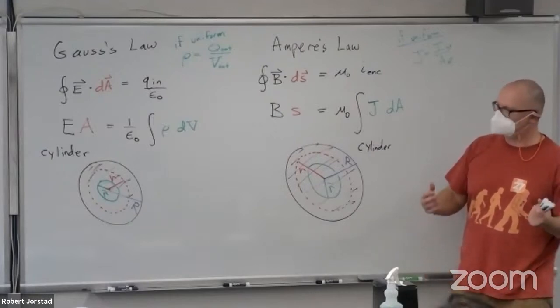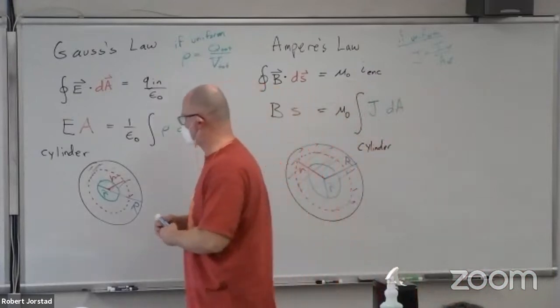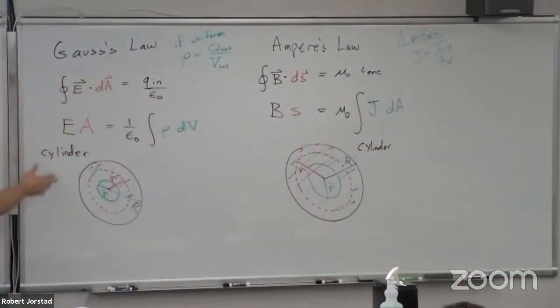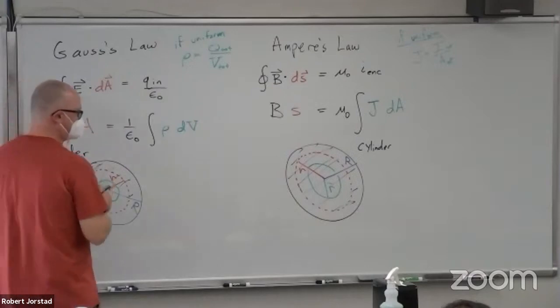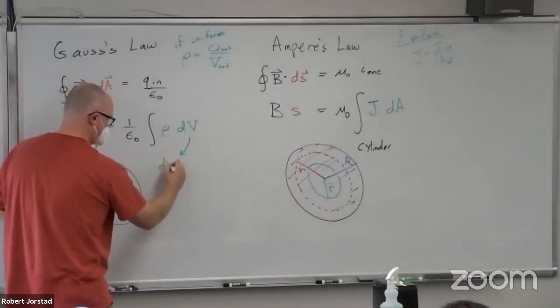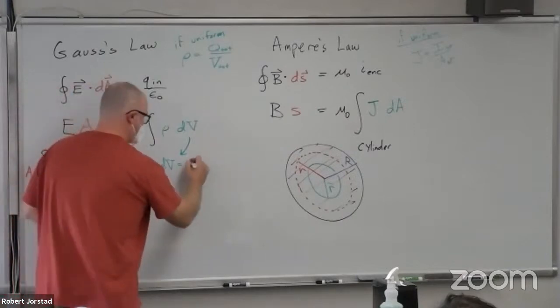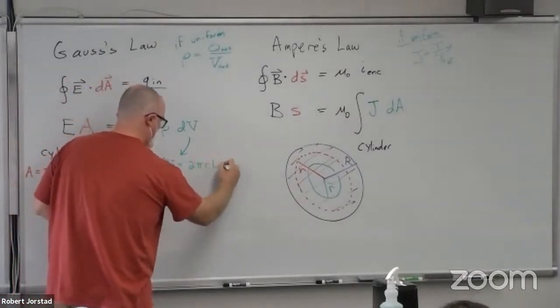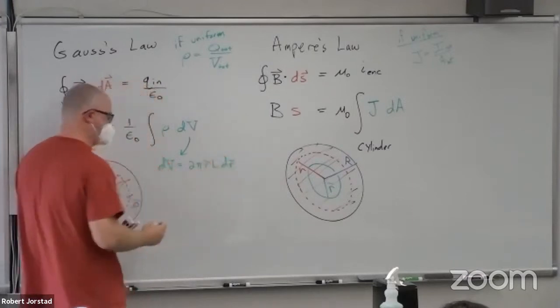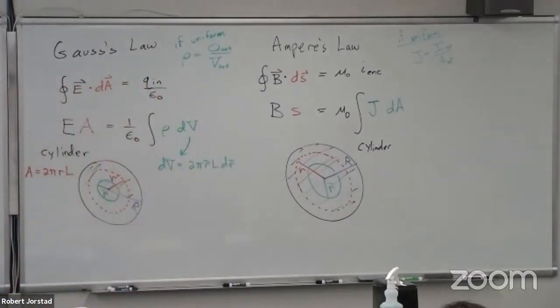Let's remind ourselves of the idiosyncrasies here. I think it's important. When we were over here in Gauss's law, what was the area for a cylinder that we oftentimes use? 2 pi r L, right? What was dV for a cylinder? Area times thickness. And then we call these R twiddles. Remember that? So that was our Gauss's law.